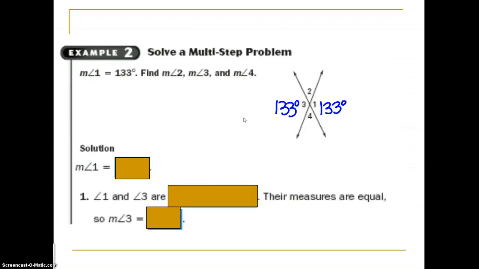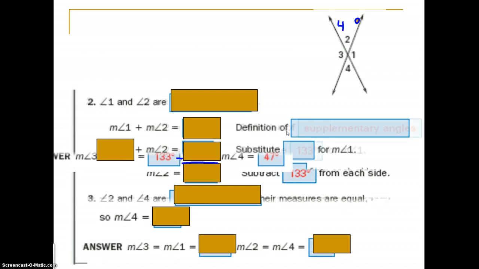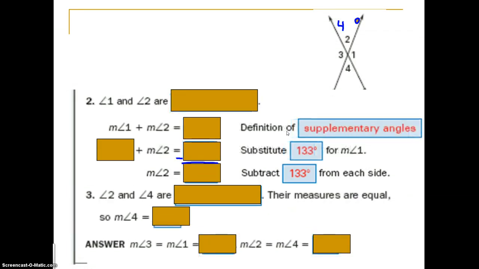Example 2. This time we know vertical angles. What that means is because angle 1 is 133 degrees, the opposite angle is also 133 degrees. They are called vertical angles. Using that same problem, ignore that 4 right now. So this was 133, this is 133.